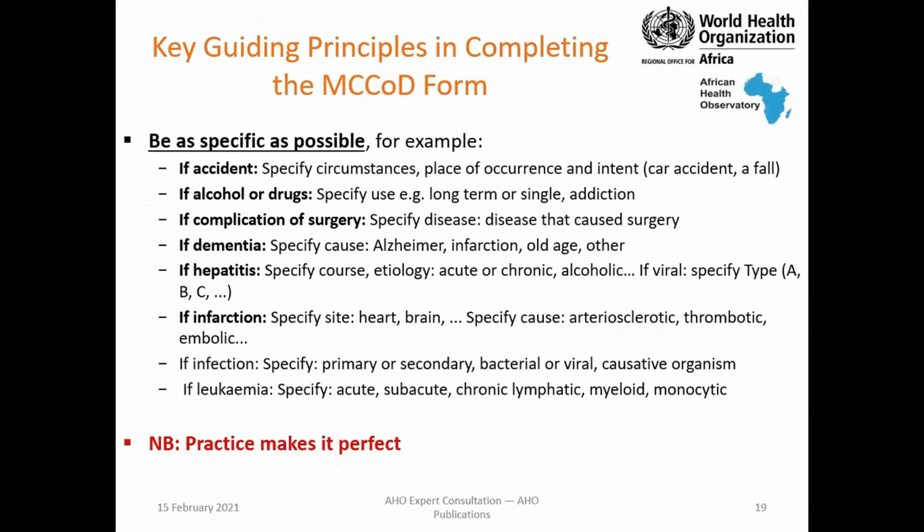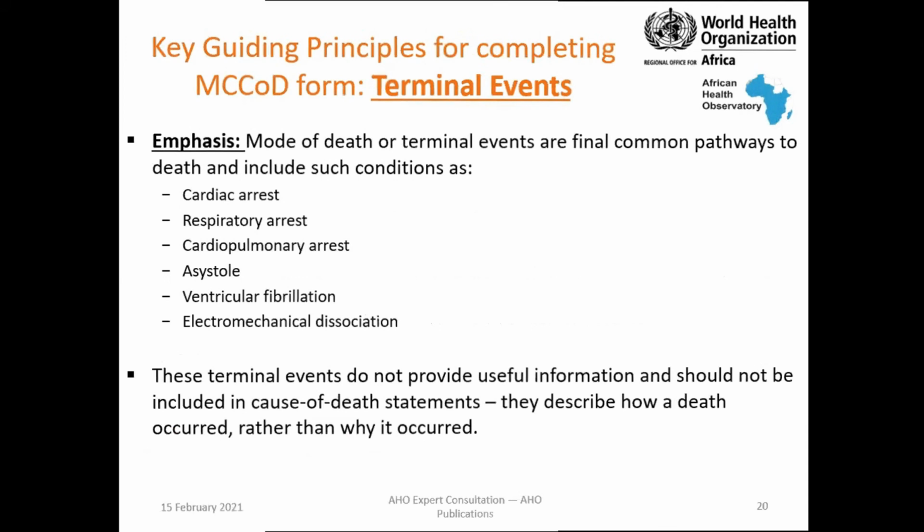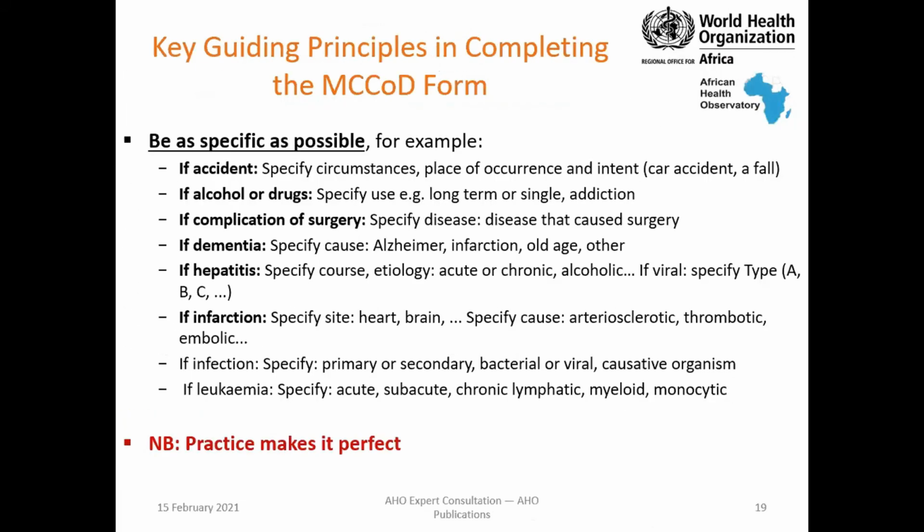Be as specific as possible. If it is an accident, specify the circumstance, place of occurrence, and the intention. If it is alcohol or drugs, specify the use, and how long the person had been using this. If it is a complication of surgery, specify what surgery it was. So the point here is to try as much as possible to be as specific as possible. And the point I put in red is very important. Practice makes perfect. You're not going to be an expert in completing the medical certificate of cause of death on the first instance. But the more you practice, and the more you discuss with colleagues, then you're going to be an expert.